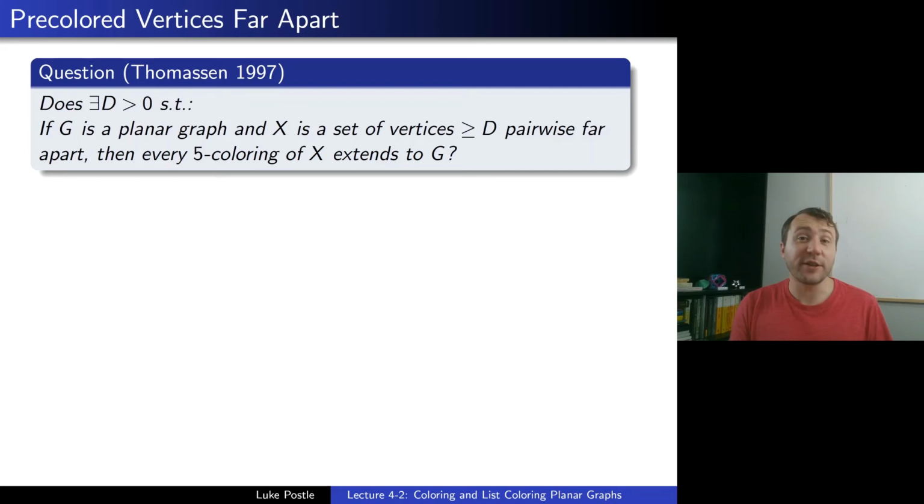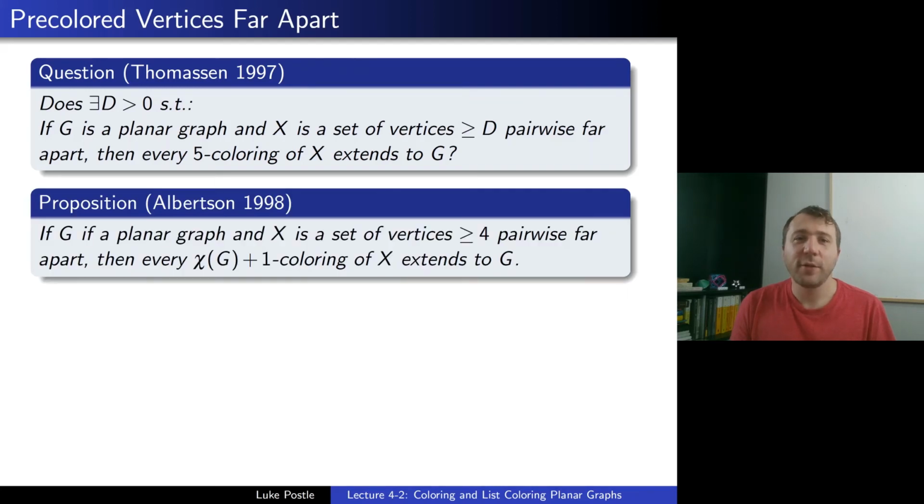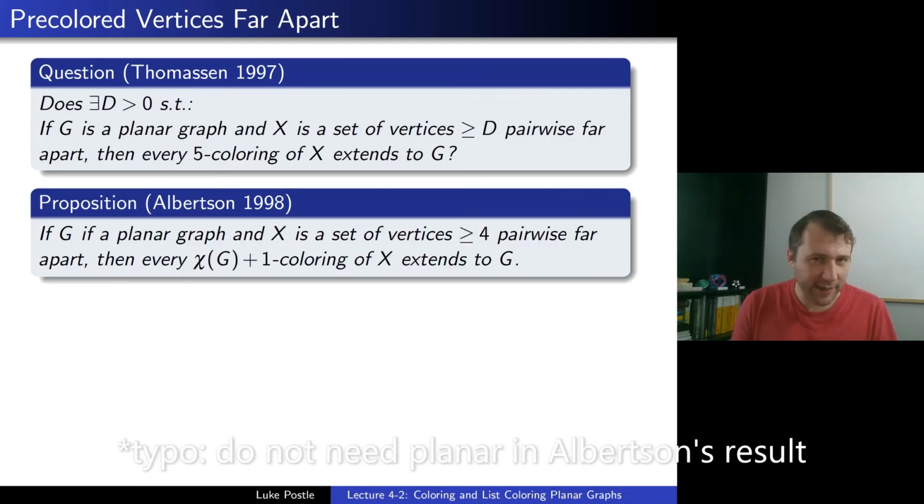Another direction is to look at precolored vertices. So here was a question that Thomassen asked that I think is very nice. Does there exist d greater than zero such that if G is a planar graph and X is a set of vertices at least d pairwise far apart, then every five-coloring of X extends to G? Well, the answer is yes, and it's a very nice result by Albertson from the following year. He showed the following. If G is a planar graph and X is a set of vertices at least four pairwise far apart, then every χ plus one coloring of X extends to G.